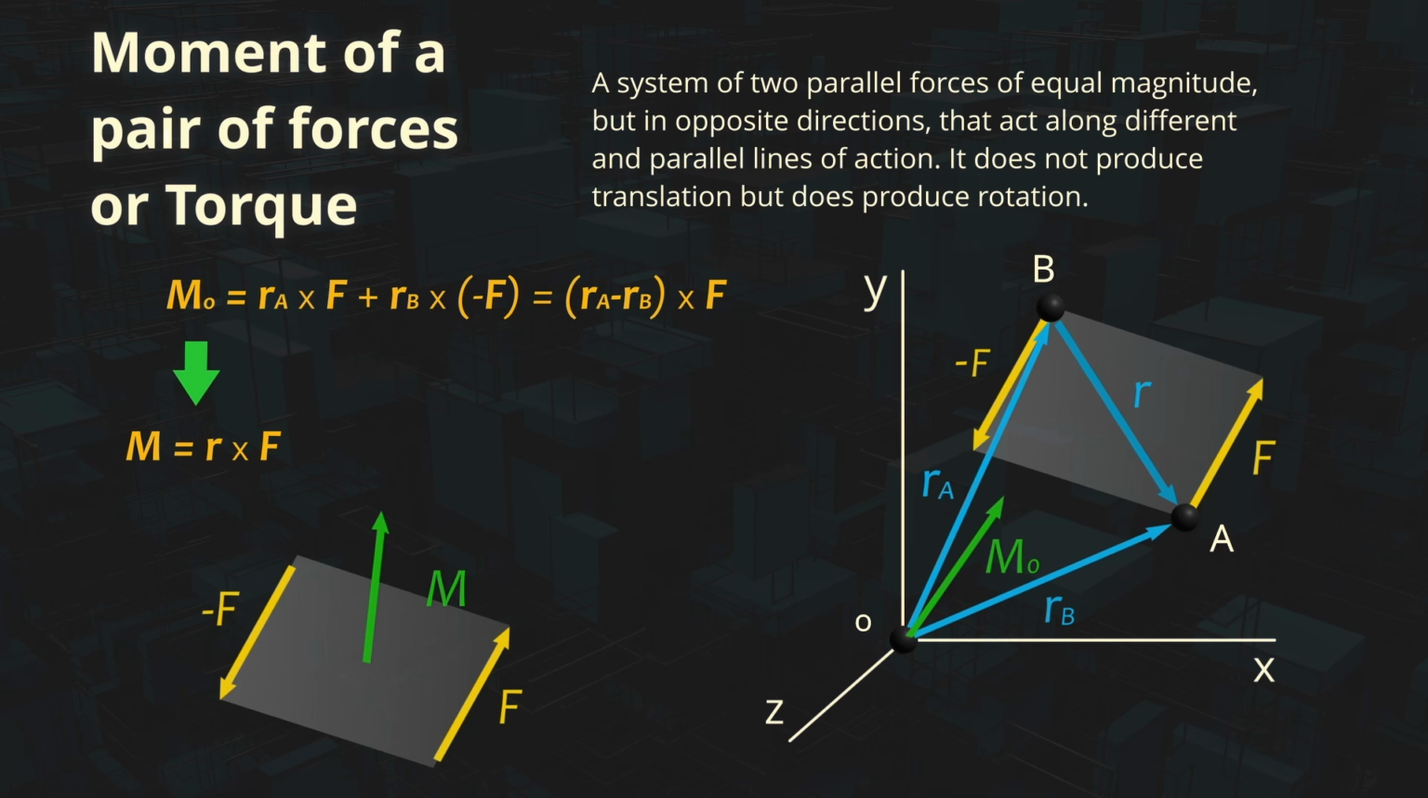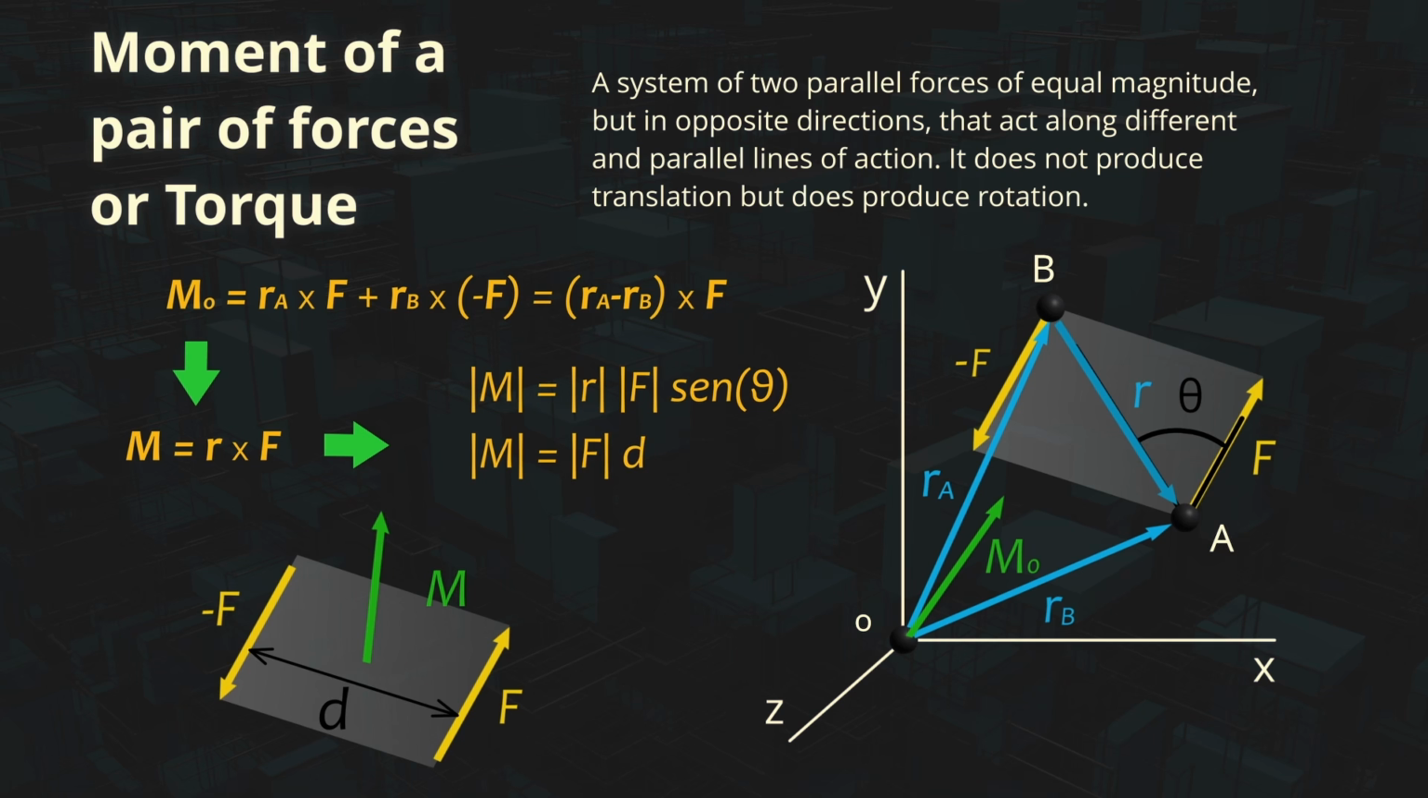The vector of a torque is called a free vector. It can be applied at any point and will always be perpendicular to the plane where the pair of forces is located. The modulus of the moment of the torque can be calculated with any of the following formulas, where theta is the angle of the vector r with the vector F, and D is equal to the distance between forces. The moment of a torque is measured in the same units as any generic moment, and these are Newton meter.